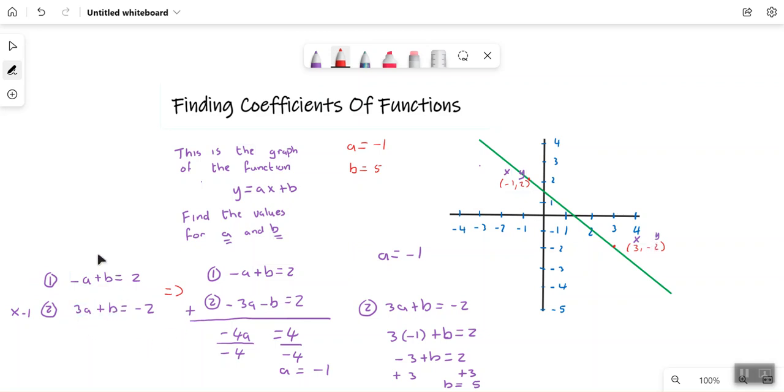And then once you have 2 equations with 2 unknowns, you can solve them using the simultaneous equations method, like what we've just done here. Then you can solve for one of the unknowns. So we've solved for the value of a. And then once you have one of the values, you can take one of the original equations and substitute in the value that you've discovered, and you can solve for the second value, in this case b. And that's what we've done here. So that is finding coefficients of functions.